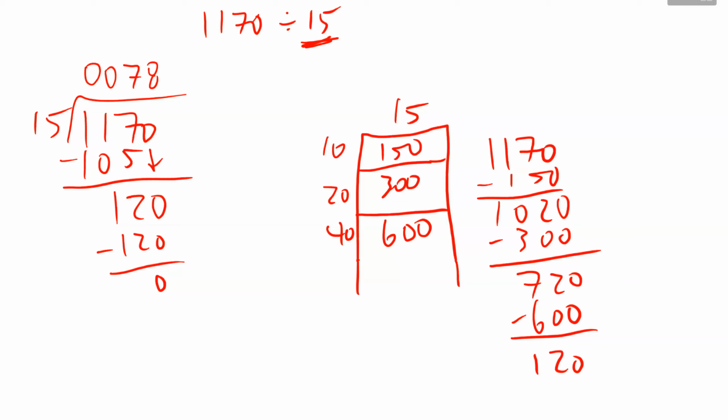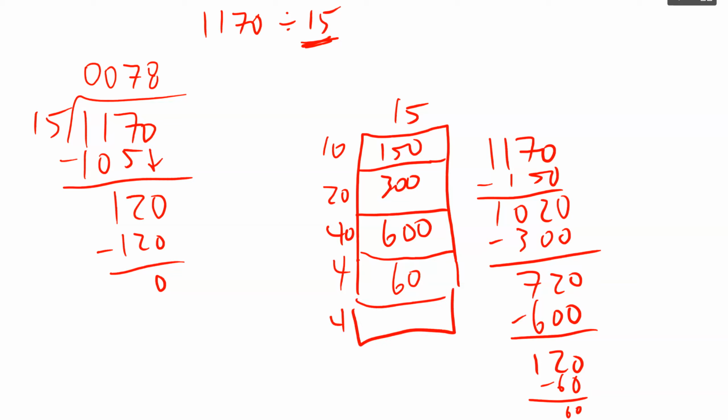And let's pretend for a second I didn't know what 120 divided by 15 is, so let's say we're still guessing, just going on what we know. Well, I know 4 15s is 60. So 4 times 15 is 60. So I'm going to subtract 60. That leaves me with 60. Oh, I know I can do that again. Another 4 and 60.